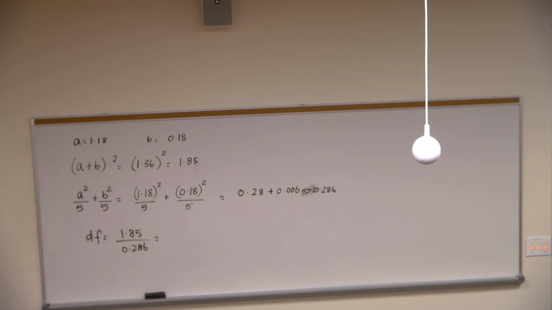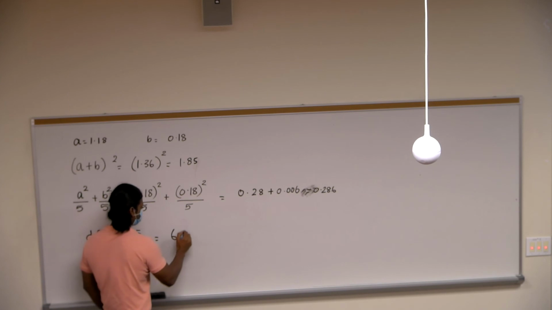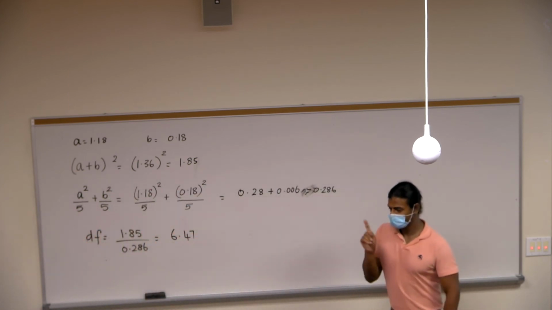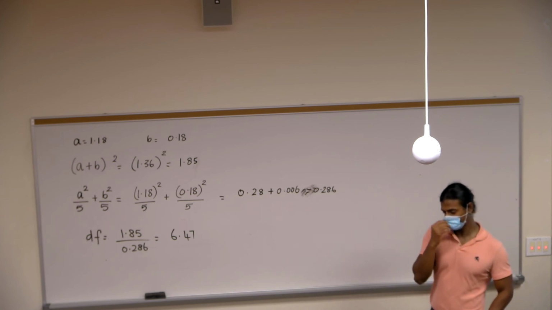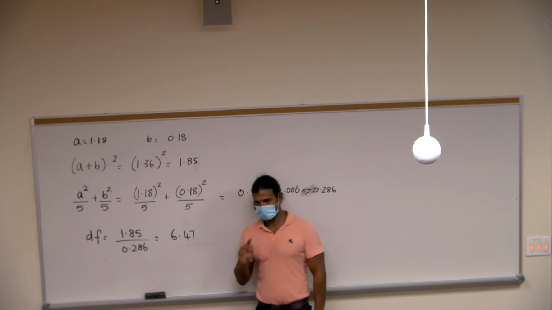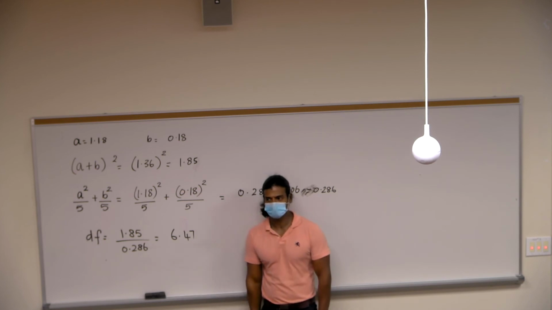And what do we get? 6.47. Now go back to the interval that we did and check it as not pooled. And if you look at the DF, that DF would be 6.47.